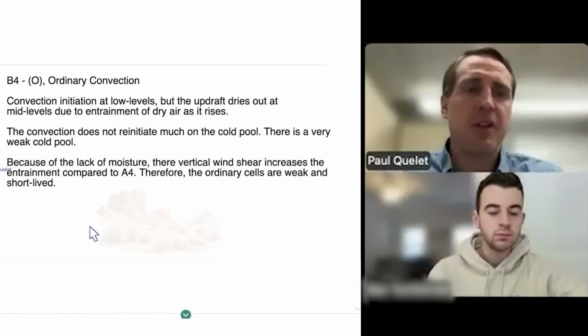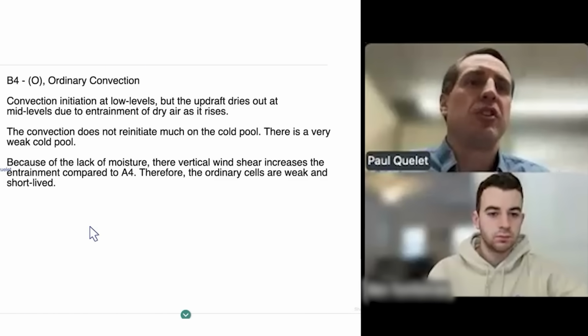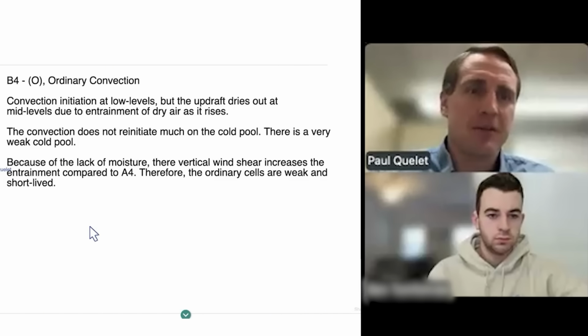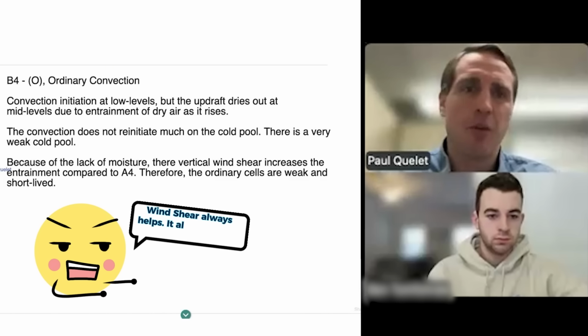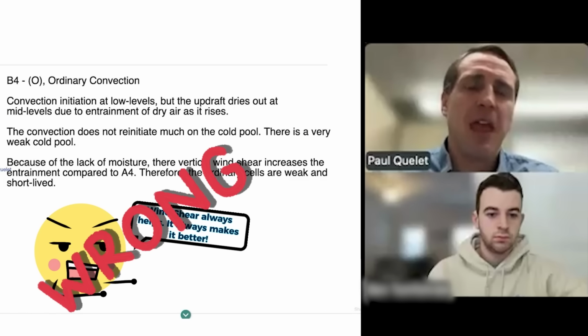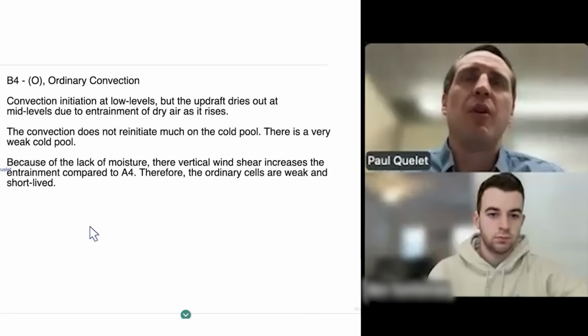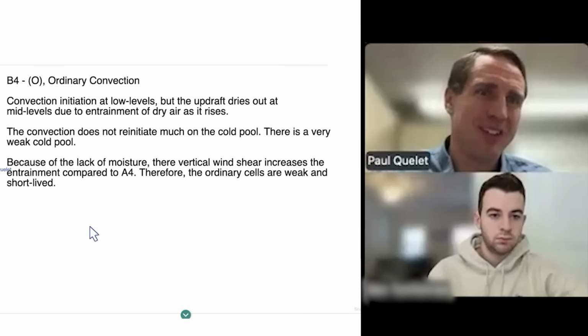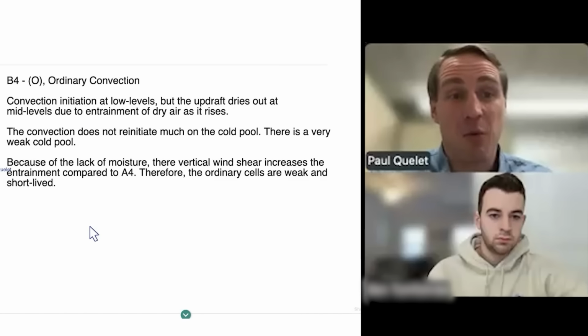The reason I mention that is the wind shear in this case actually hurts the storm development. Now, a lot of times people say, oh, wind shear always helps, always makes it better. Not necessarily. And that's because the wind shear, as the updraft is going up, we're mixing the dry air into the sides of the updraft more than we were when there was the no wind shear case, when we were comparing A4 to B4.